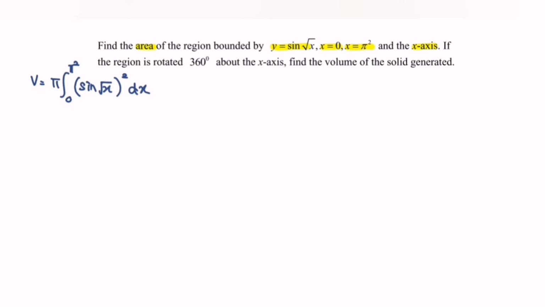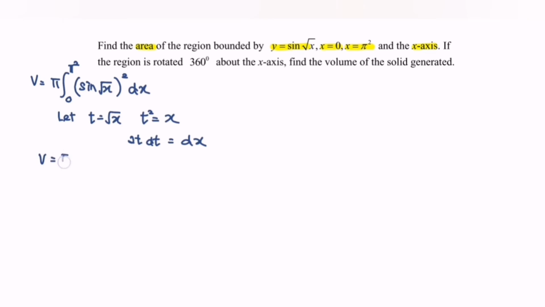Next, what we have to do is to modify the situation. Let t equal the square root of x, and we may write it as t squared equals x. If we differentiate, we will have 2t dt equals dx. Next, what we have to do is to substitute.